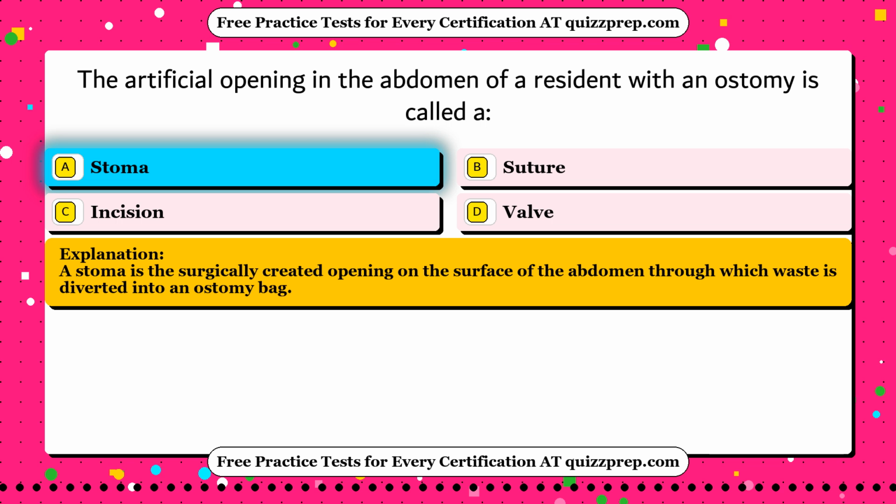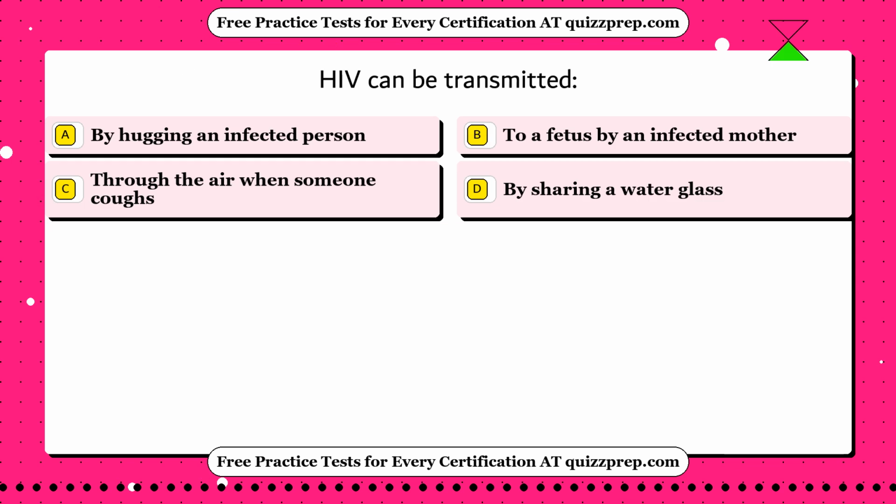Question 29. HIV can be transmitted: option A, by hugging an infected person. Option B, to a fetus by an infected mother. Option C, through the air when someone coughs. Option D, by sharing a water glass.